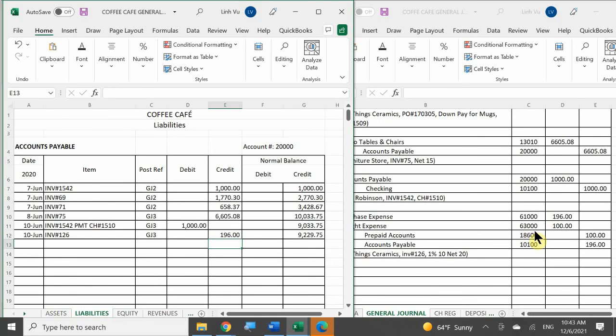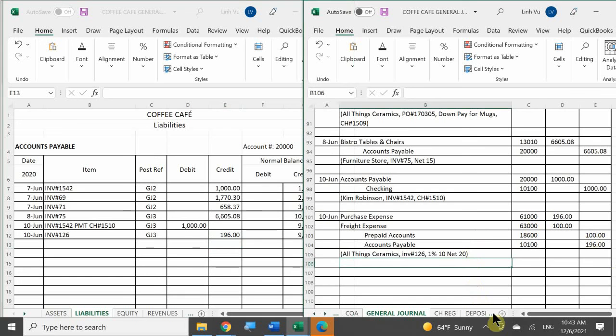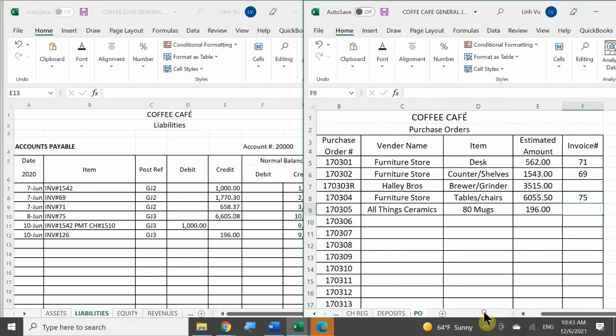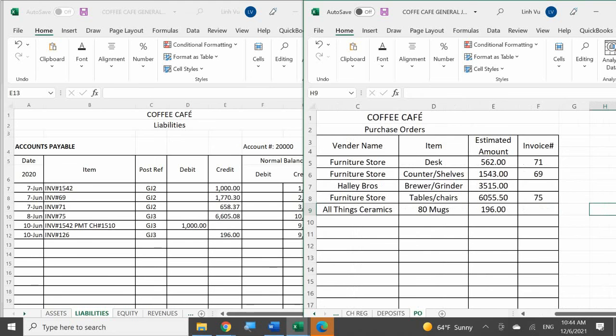Before we move on to the next section, I do want you to go into your purchase orders because I need to check mark that I received my inventory items. And in this case, yes, I did. I received my purchase order from All Things Ceramics for the 80 mugs for 196, and I received that with an invoice of 126.